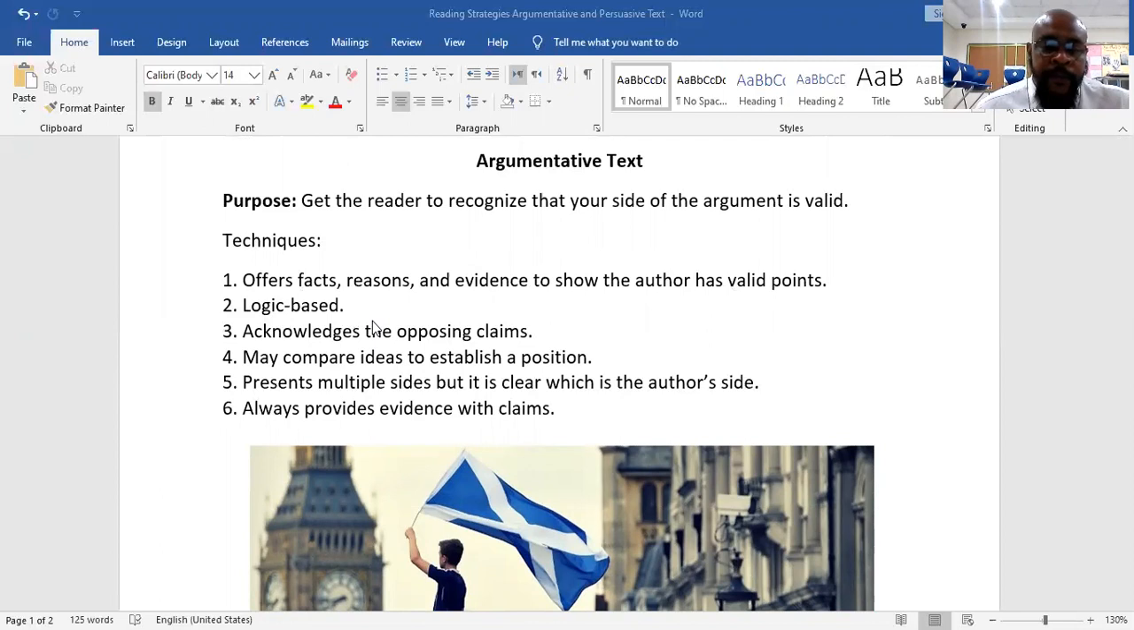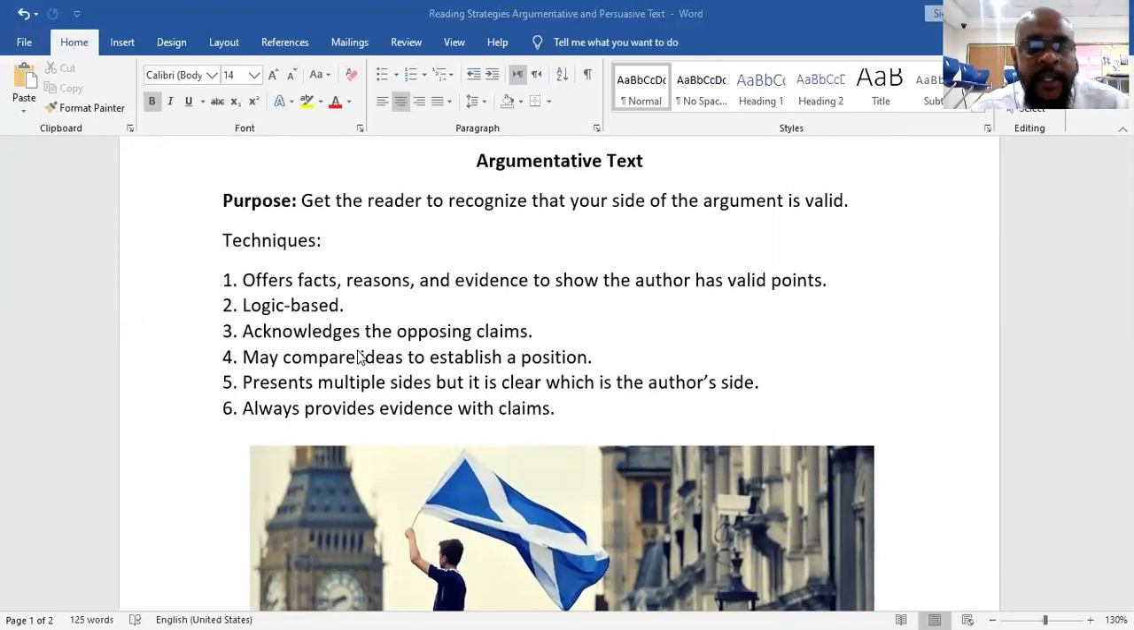Second, that reason or that evidence or those facts that the person has gathered, they'll put that together in a logical step-by-step way, so that it makes sense to other people.